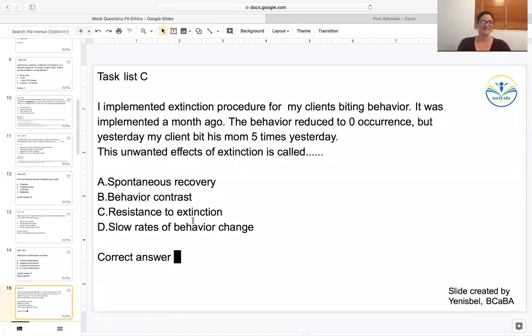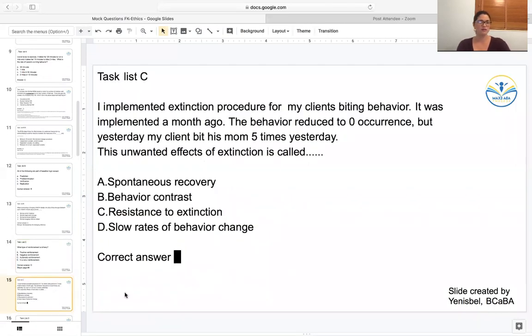Okay, so let's go to C. We just went through 1C. Now we're going to do another one. I implemented an extinction procedure for my client's biting behavior a month ago. The behavior reduced to 0 occurrences. By yesterday, my client bit his mom 5 times. This unwanted effect of extinction is called: A, spontaneous recovery; B, behavior contrast; C, resistance to extinction; D, slow rates of behavior change. A. Spontaneous recovery.